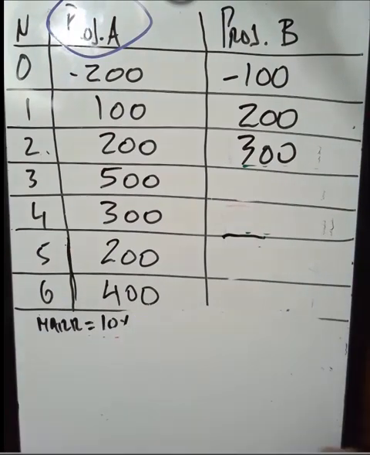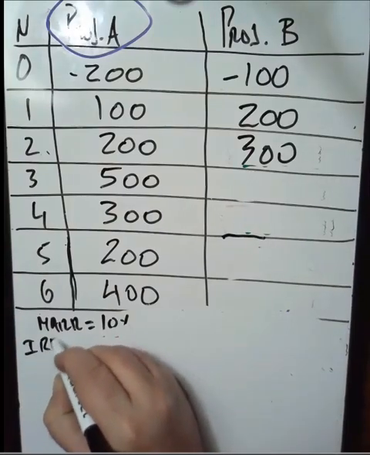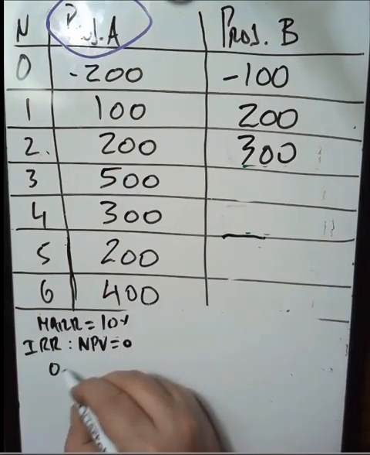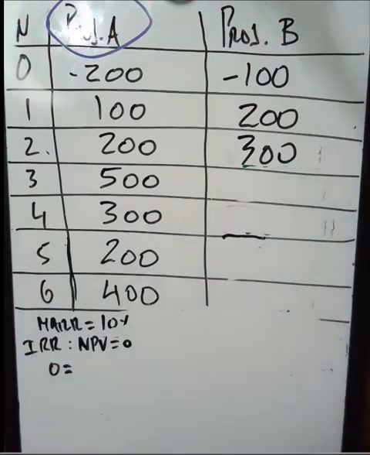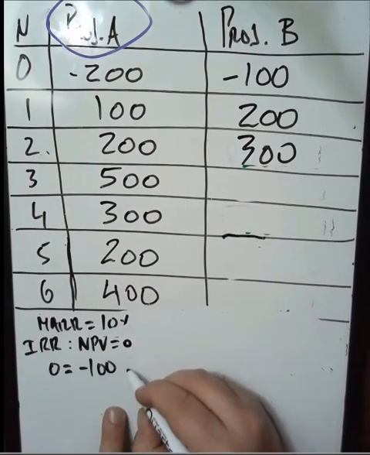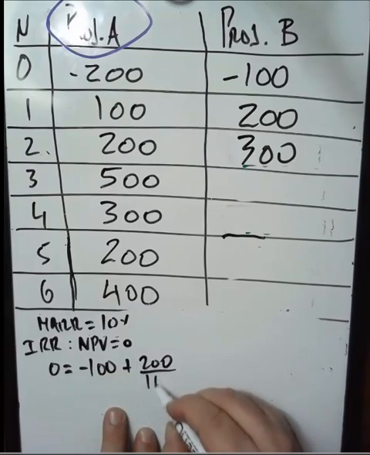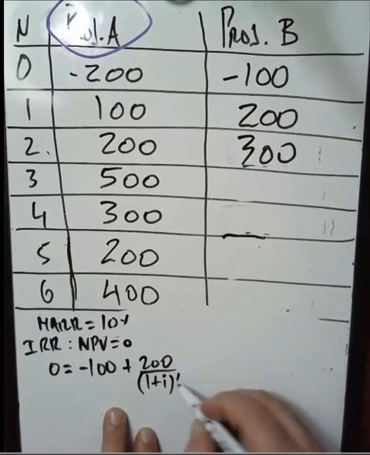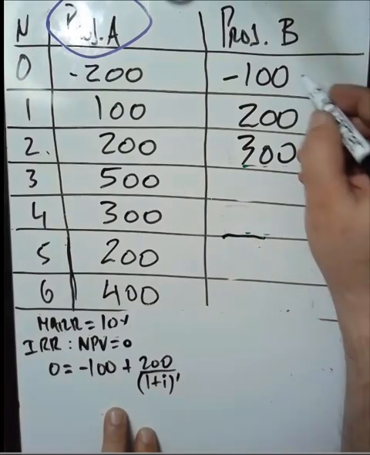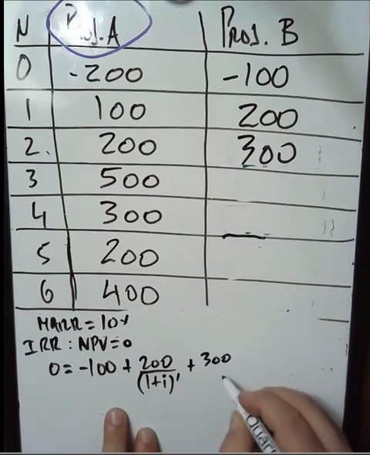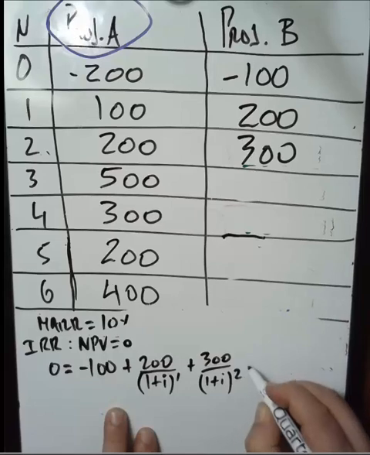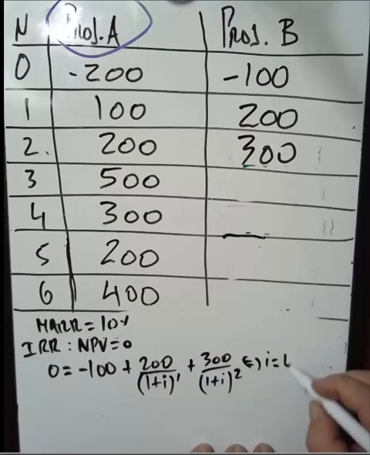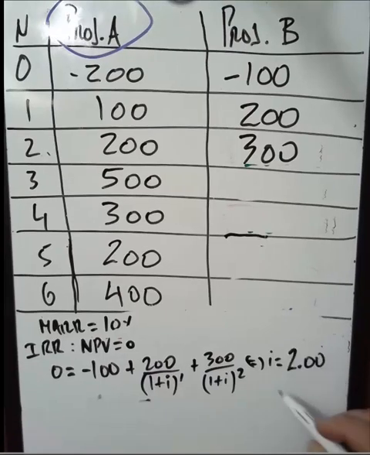Let's start with the internal rate of return. The internal rate of return is the rate that makes the net present value equal to 0. So 0, actually let's start with project B. Negative 100 plus 200 discounted at the internal rate of return, the interest rate that we are trying to find, pushed back 1 year, and then the 300 pushed back 2 years. And using the solver or interpolation, you would find that the internal rate of return is equal to 2, the same is to say 200%.